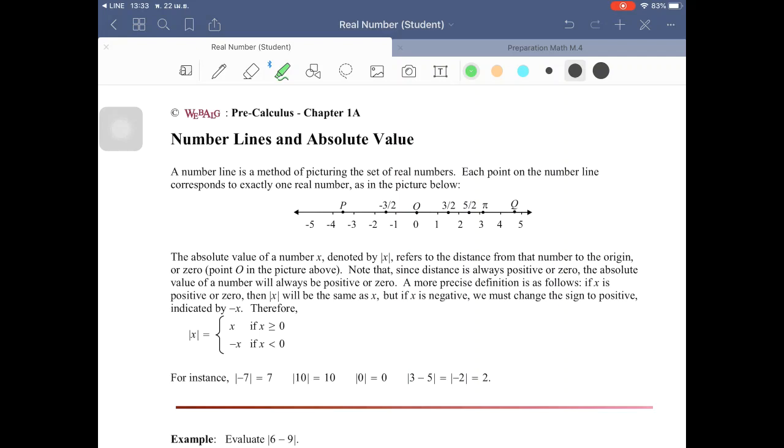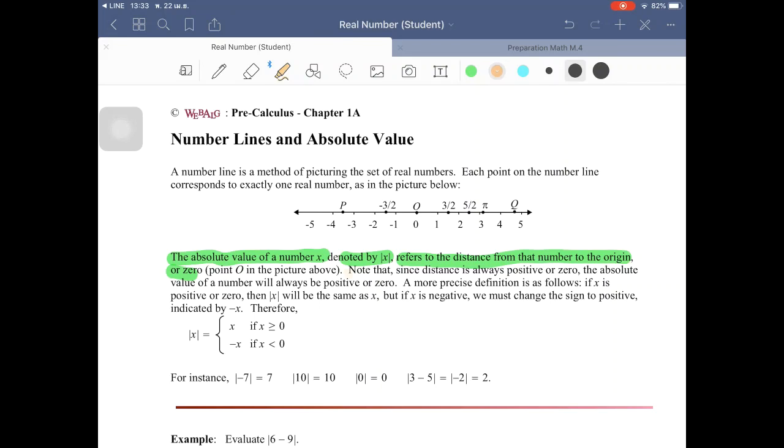Let's see the definition of absolute value. The absolute value of a number x is denoted by absolute x. We call it absolute x. It refers to the distance from that number to the origin, or 0. And you know the distance cannot be a negative number, isn't it? The distance from Bangkok to Chiang Mai cannot be negative. So the absolute value will always be a positive number.